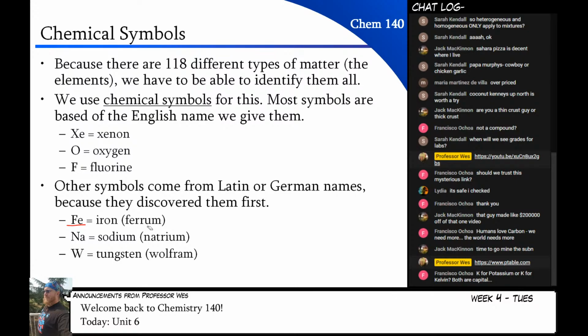Capital K is for both potassium and Kelvin, so just be careful. One is an element, one is a unit. W is technically the unit for watts, but it is also the element for tungsten, which is Wolfram in German because they found it first.